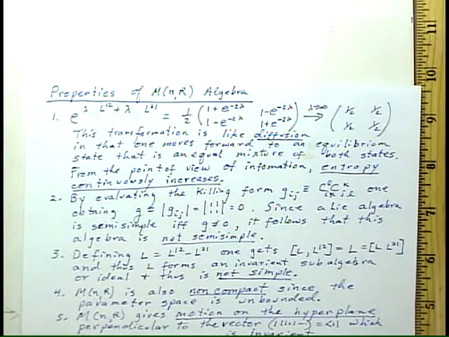Property number 4: the algebra is also non-compact. It's non-compact since the parameter space is unbounded. Another example of an algebra that is unbounded that we have studied is the Lorentz algebra, and that is because we can go effectively with a transformation that is faster and faster without limit. It's non-compact because in that case it does not have a limit point, which would be a transformation with the velocity of the speed of light.